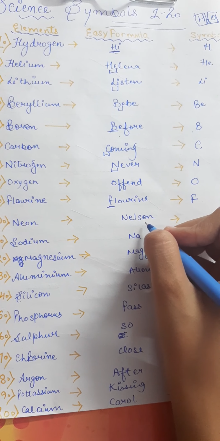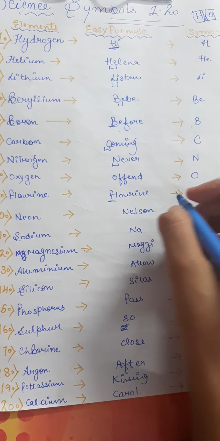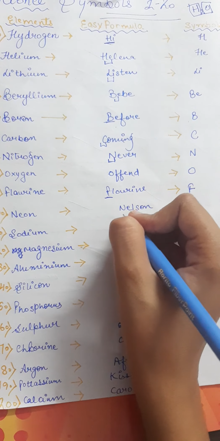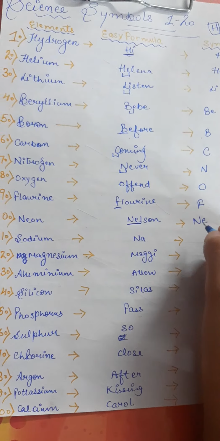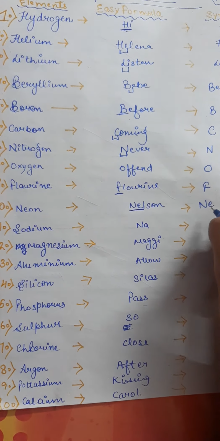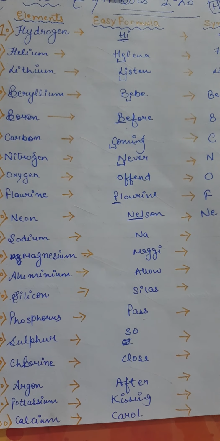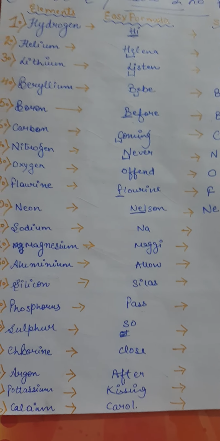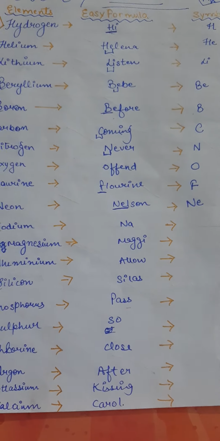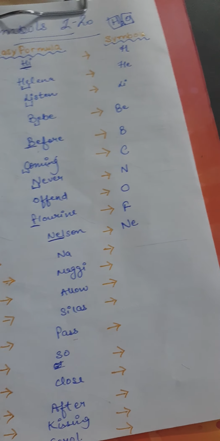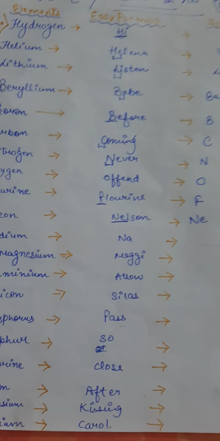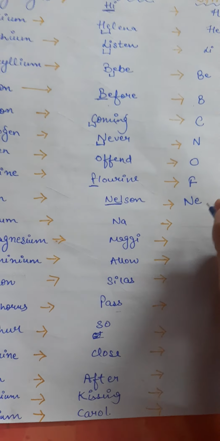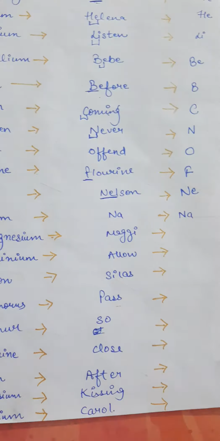Neslin, we will take Ne. Here we have taken N, so here we will take Ne. Then Na. Sodium: see, there are many symbols that do not match the name. The Latin name of sodium gives its symbol. We will write it as Na.